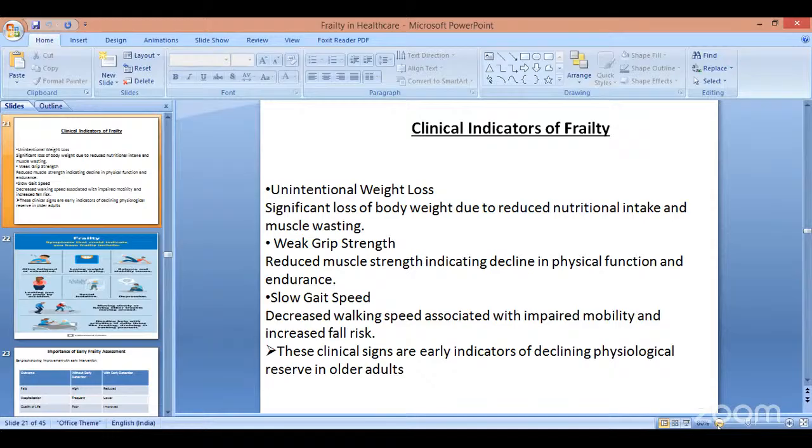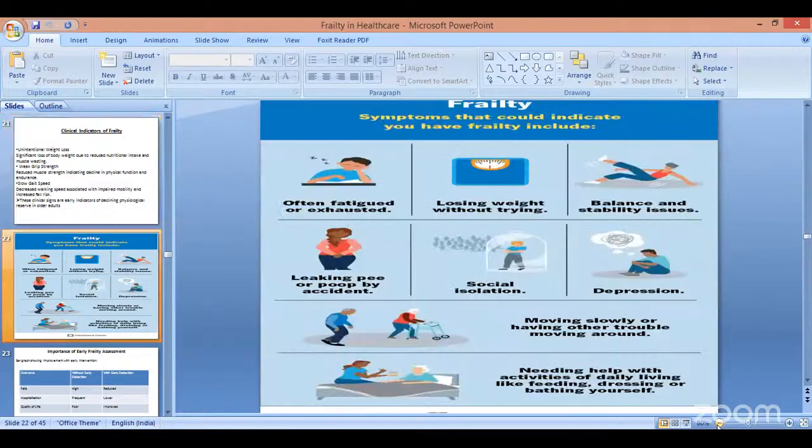So unintentional weight loss: significant loss of body weight due to reduced nutritional intake and muscle wasting. Weak grip strength: reduced muscle strength, indicating a decline in physical function and endurance. Slow gait speed: decreased walking speed associated with impaired mobility and increased risk of falls. So these clinical signs are early indicators of declining physiological reserve in older people.